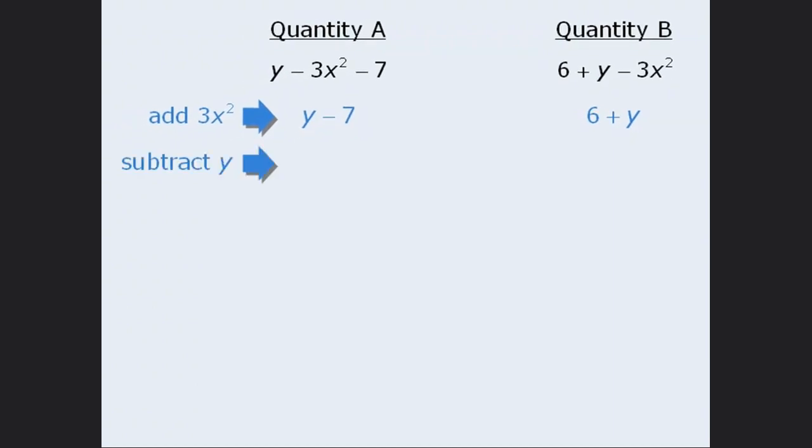From here, if we subtract y from both quantities, we're left with negative 7 in quantity A, and we're left with 6 in quantity B. At this point, when we compare negative 7 and 6, we see that 6 is greater, which means the correct answer is B. Now, I should point out that if any of the algebra here confuses you, do not worry. We'll cover all of the necessary algebraic concepts in a future module. At the moment, just familiarize yourself with the technique of performing the same operation on both quantities.